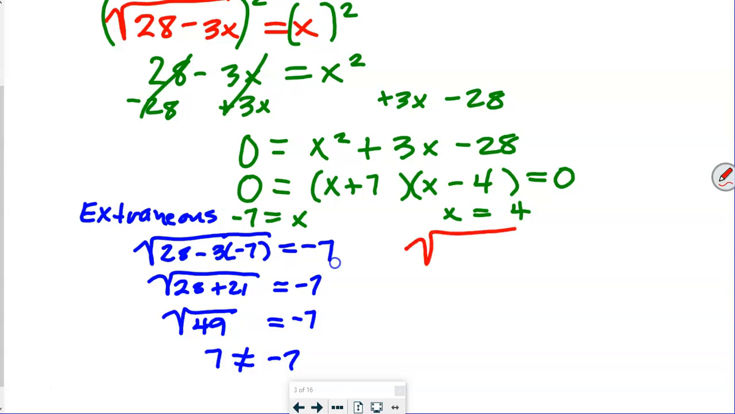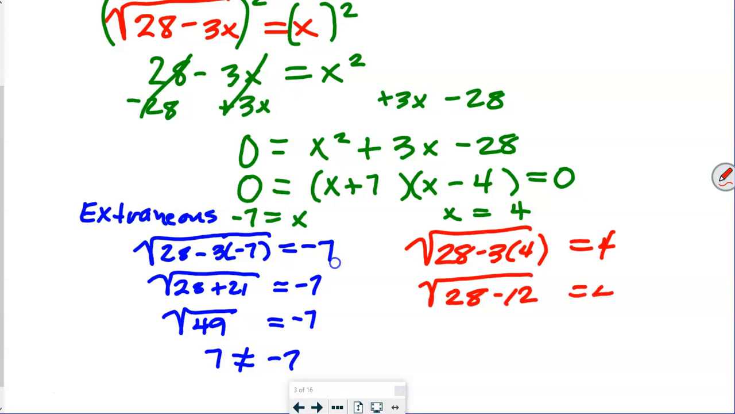Now let's check the other one. So again, over here, we're going to do 28 minus 3 times 4. We want to see, does that equal 4? So this is going to be 28 minus 12. So that's going to be the square root of 16, and that is 4. So 4 does equal 4 here. So again, this is our valid solution.